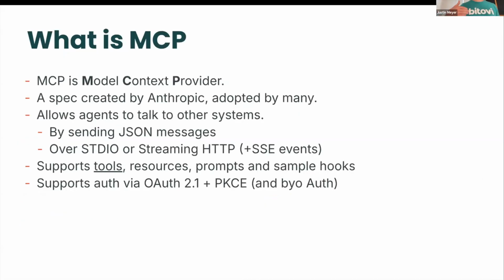Most people are familiar with MCP. Basically, it's a way agents can talk to other systems. That's all it really is. It's a specification that Anthropic made. As I said, it has two different transport mechanisms that we'll look at both of. It supports a variety of different ways of tools interacting with, or systems interacting with, AI agents.